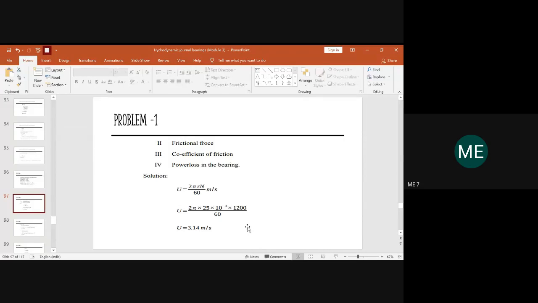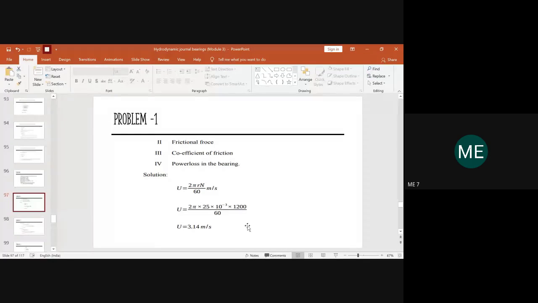The answer displayed here might be right or wrong. So when you calculate, you'll come to know what the answer is. Anyone calculate and let me know quickly. What is the answer you're getting? 3.14. Is it right exactly?